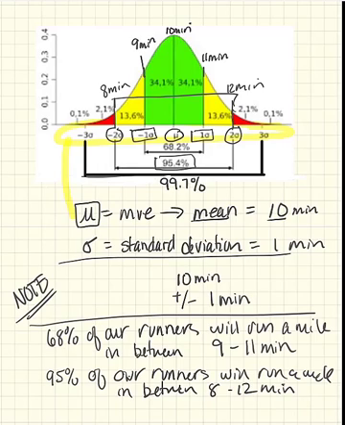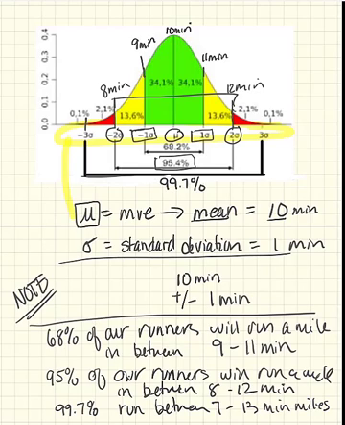Now we can go out one more standard deviation. That's the 3rd standard deviation. So now we're going to, of course, subtract 1 minute here and add 1 minute there. So now we can say that 99.7, or mostly everybody, is going to run between 7 and 13 minute miles.